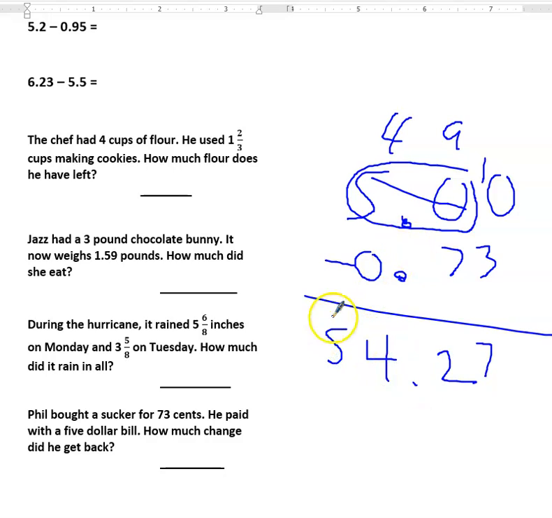$4.27. And hopefully this will help you do better on the test tomorrow.